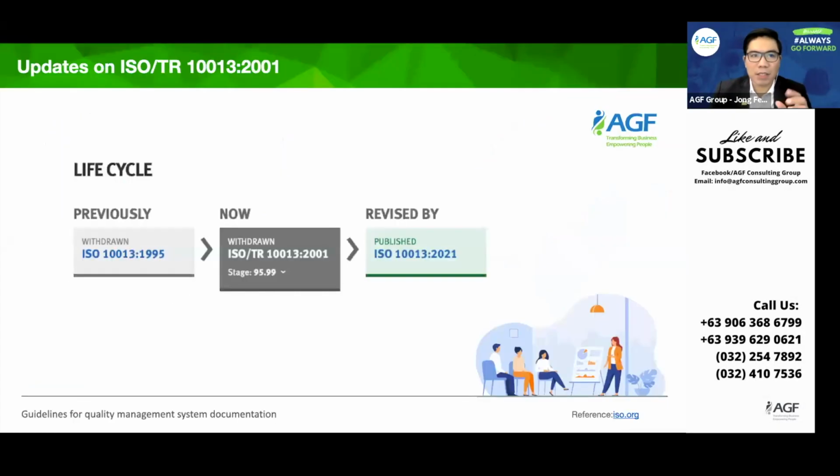Now, just for updates, look at this. The latest standard when it comes to documenting your quality management system is ISO 10013:2021. This is the latest right here, this one. Okay, so this is the old version. I still have to get used to saying old version. We've been using ISO Technical Report 10013-2001 as guidelines on how to document your quality management system.